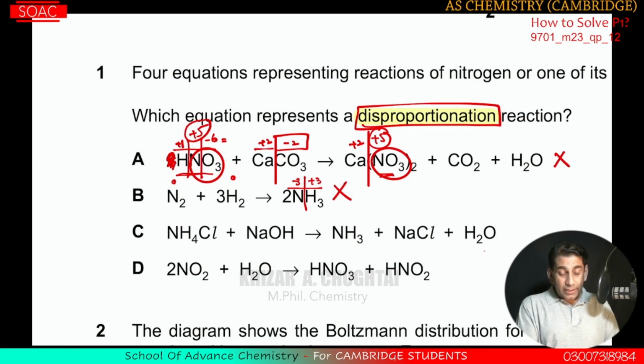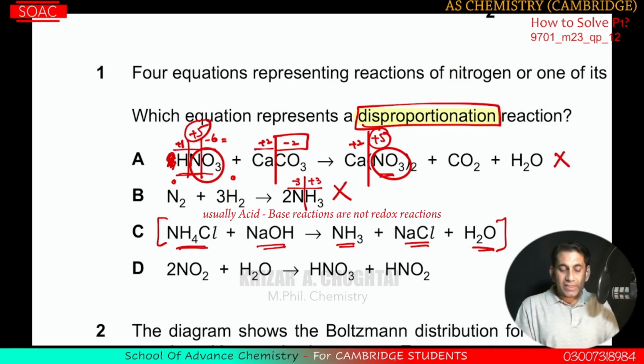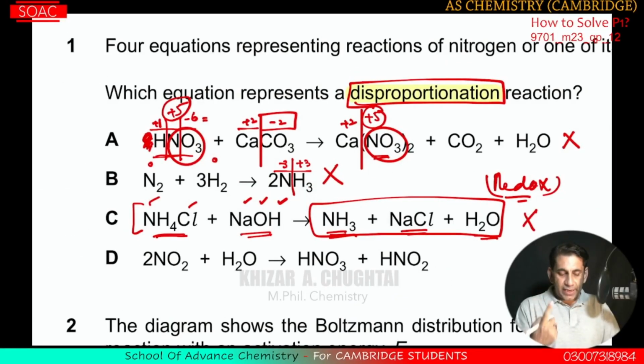The third one, option C: ammonium chloride and sodium hydroxide make NH3, NaCl, and H2O. This is some sort of acid-base reaction. Once again, there is no change in the oxidation state of nitrogen, hydrogen, chlorine, sodium, and so on. Each and every element has the same oxidation state. This is not a redox reaction. However, only one option is left. Obviously, it will be the correct option.